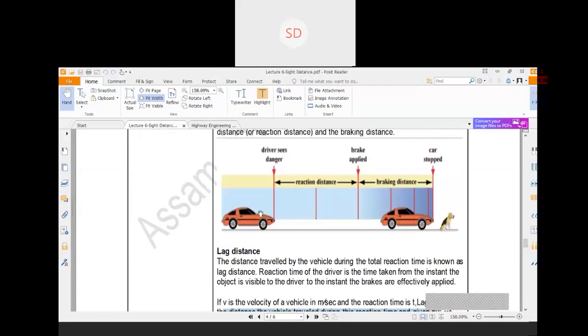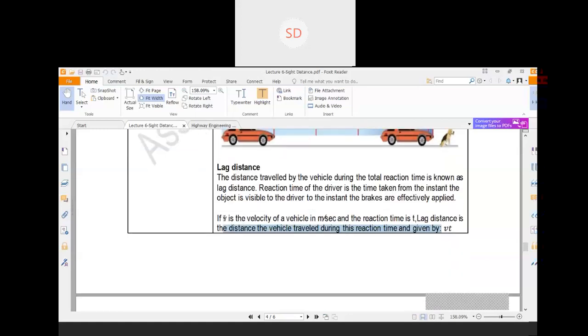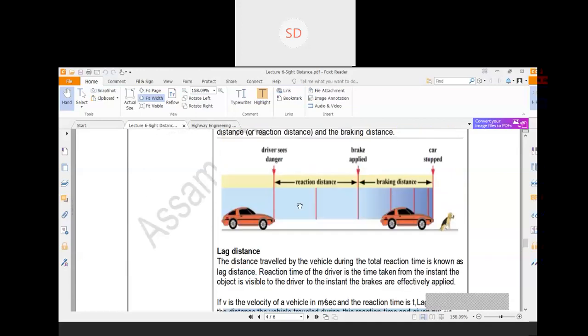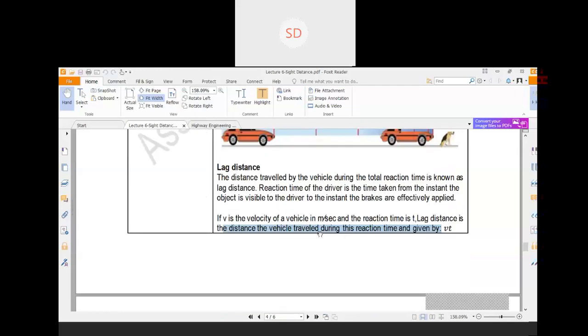It is considered that during the reaction time the vehicle will operate at the design speed, and that speed is constant. So the total distance traveled by the driver would be the speed of the vehicle into the total reaction time. If v meters per second is the speed of the vehicle and t is the reaction time, then the total distance covered by the vehicle during the reaction time would be v into t.